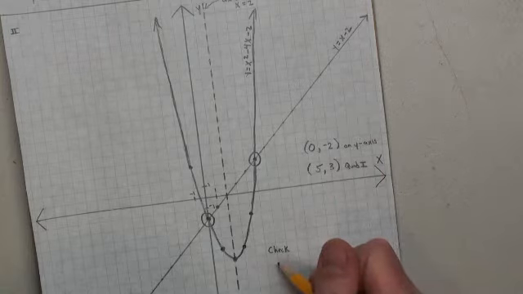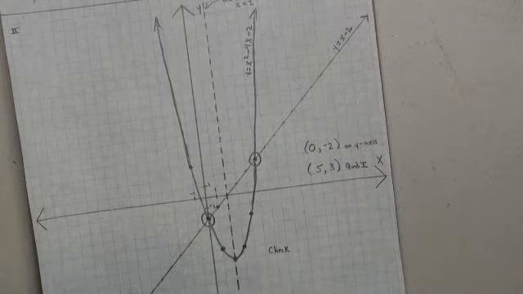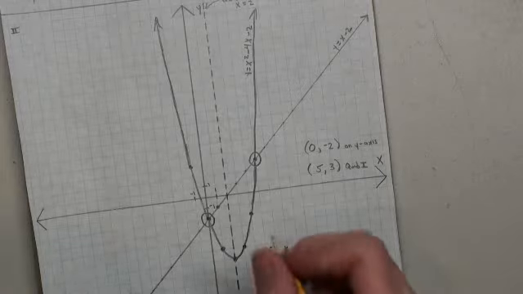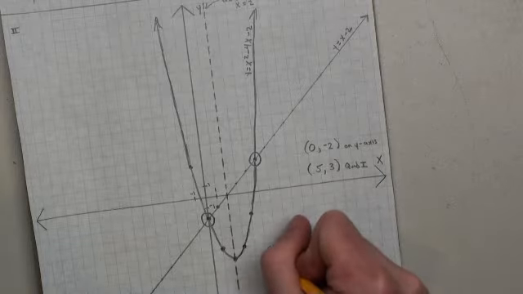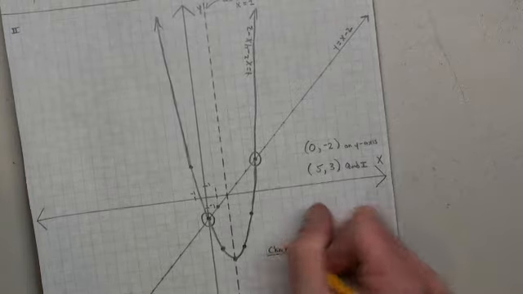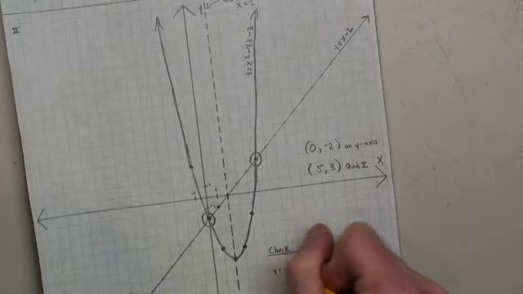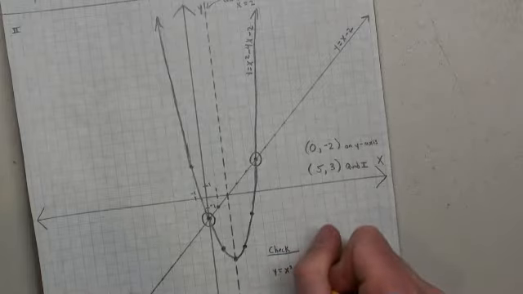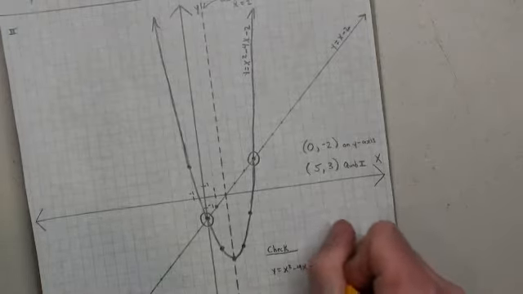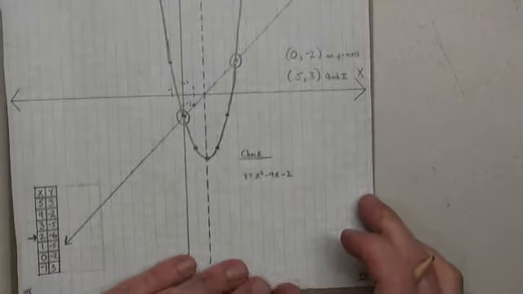First we use the equation. What do we want to do first? Let's check. Let's underline check, and use the equation y equals x squared minus 4x minus 2, because we have to check it in both, right?